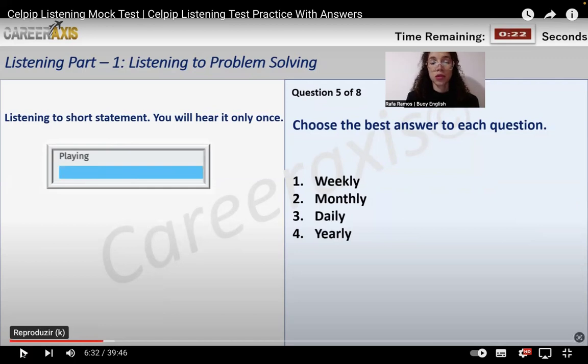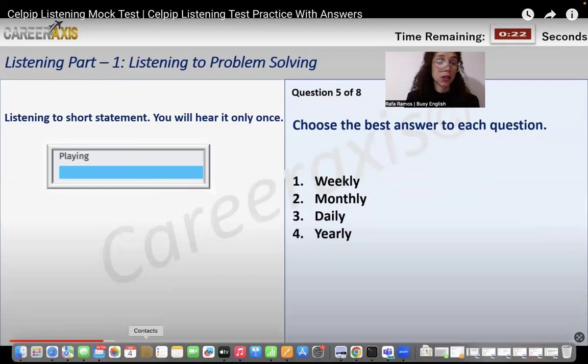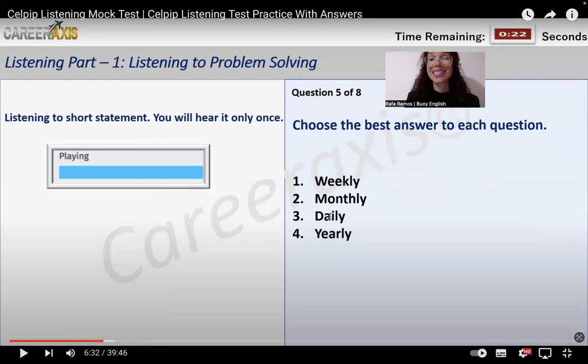So this one, more straightforward. How often? How often is the frequency? How often do Mark and Sarah plan to monitor their expenses? How much they spend, right? So he said daily, yeah? Just to keep track daily.